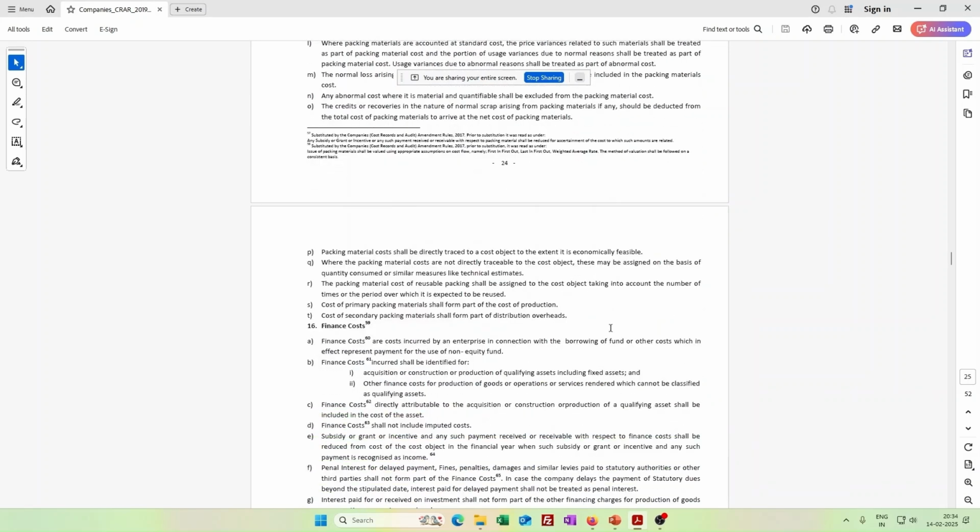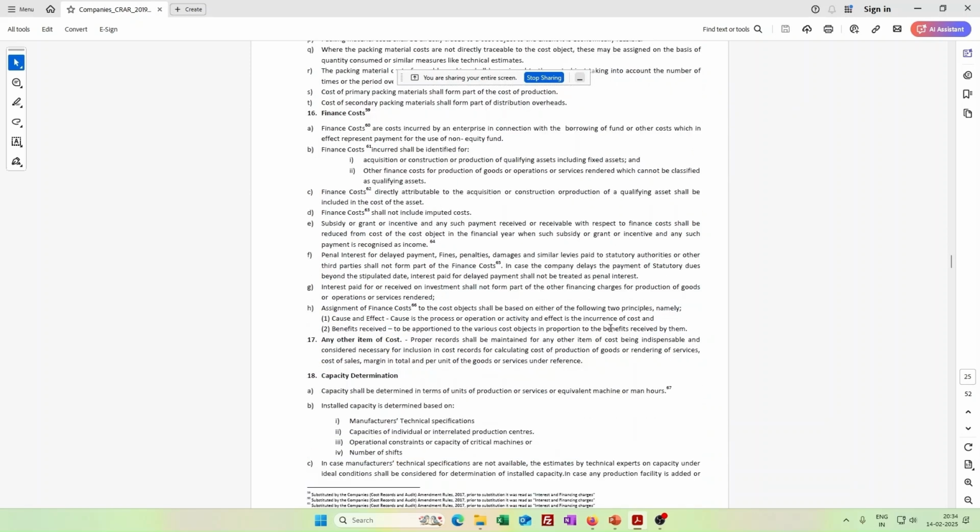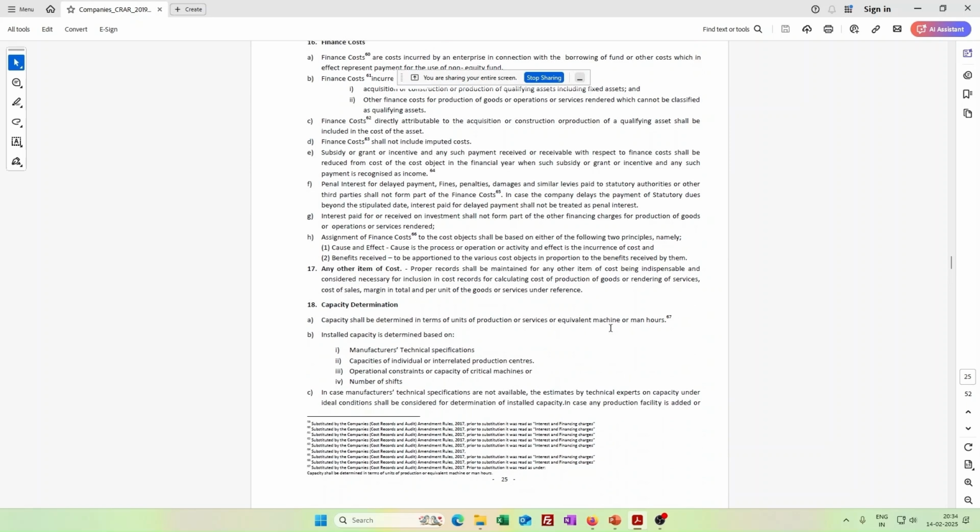Finance cost. If you borrow some money, you have to pay interest. That is called finance cost. Capacity determination. You will see it when I go to fill up the annexure to the cost audit report. Capacity determination is the vital thing, and it must be done by a technical person, the technical department of that company. Capacity means how much is the capacity for producing.